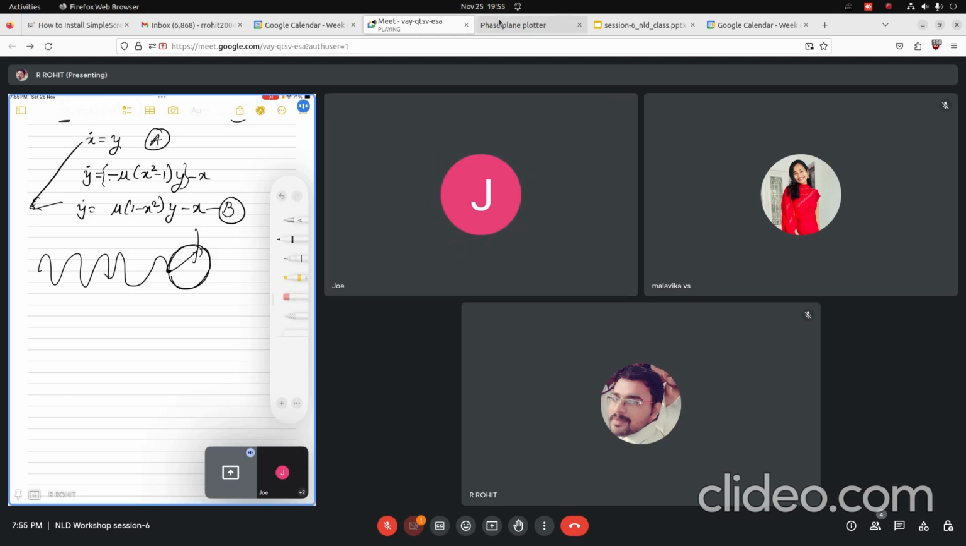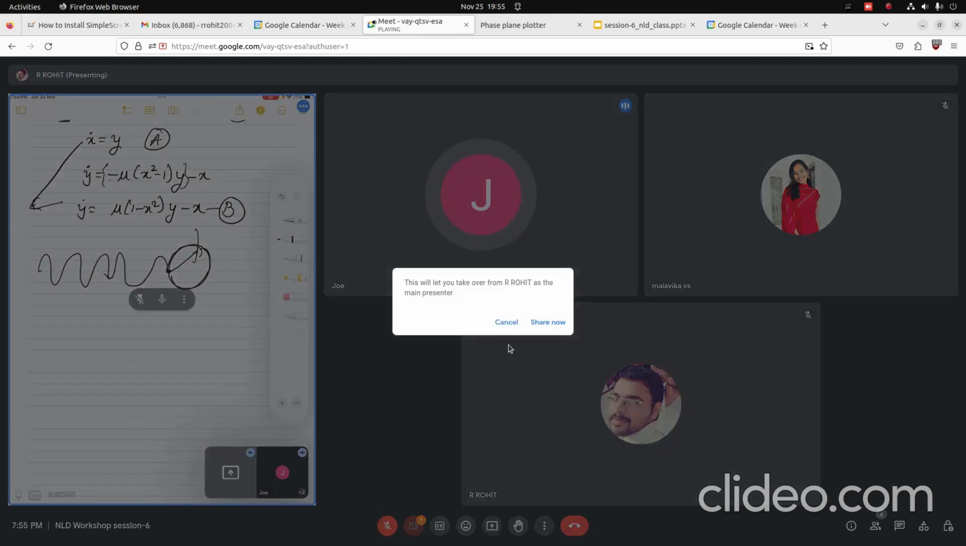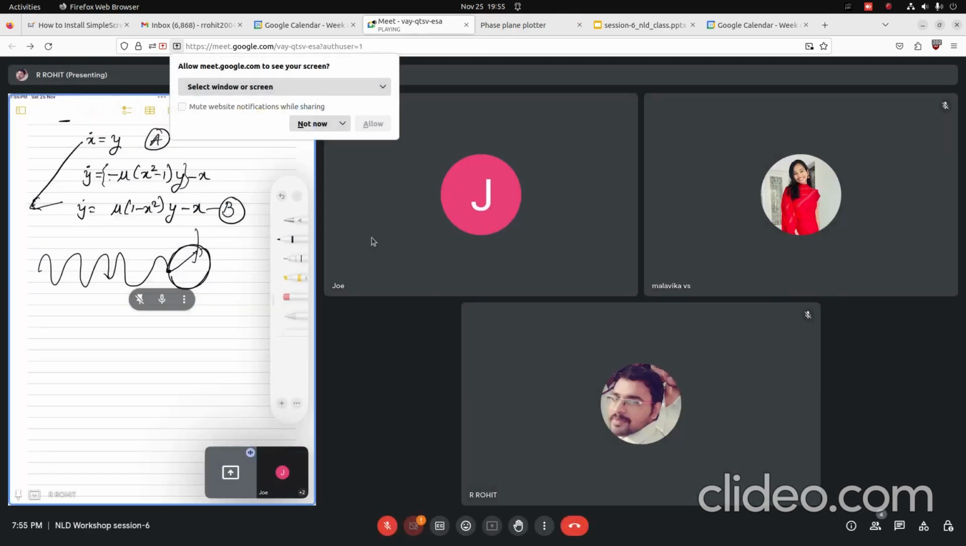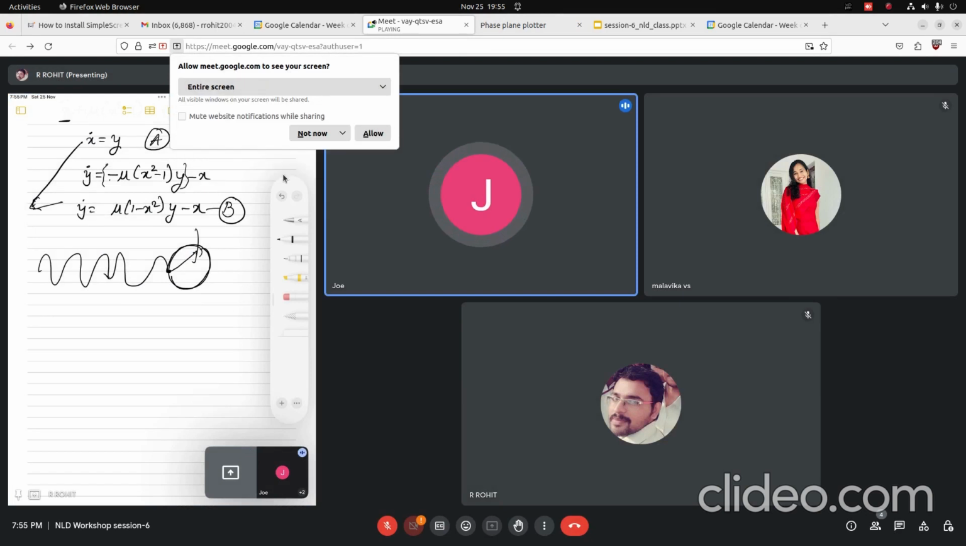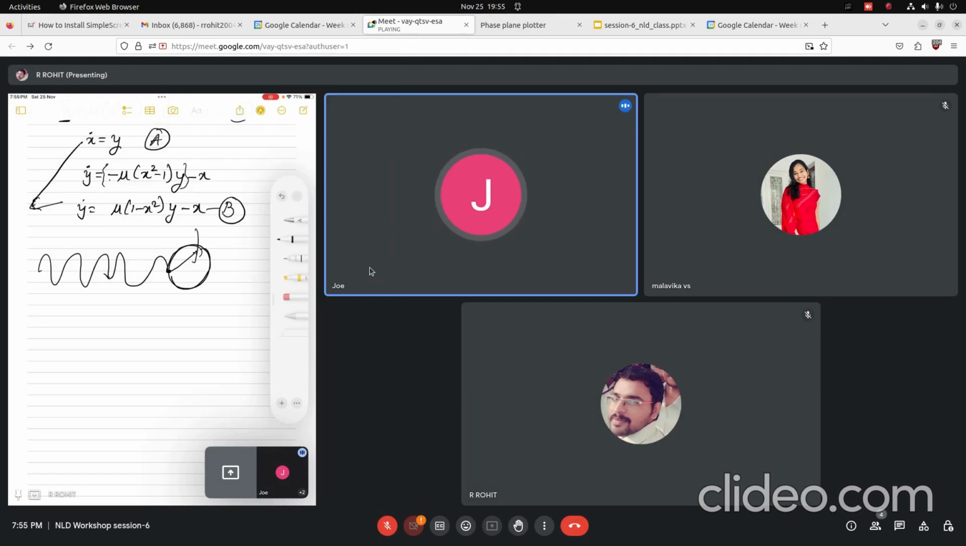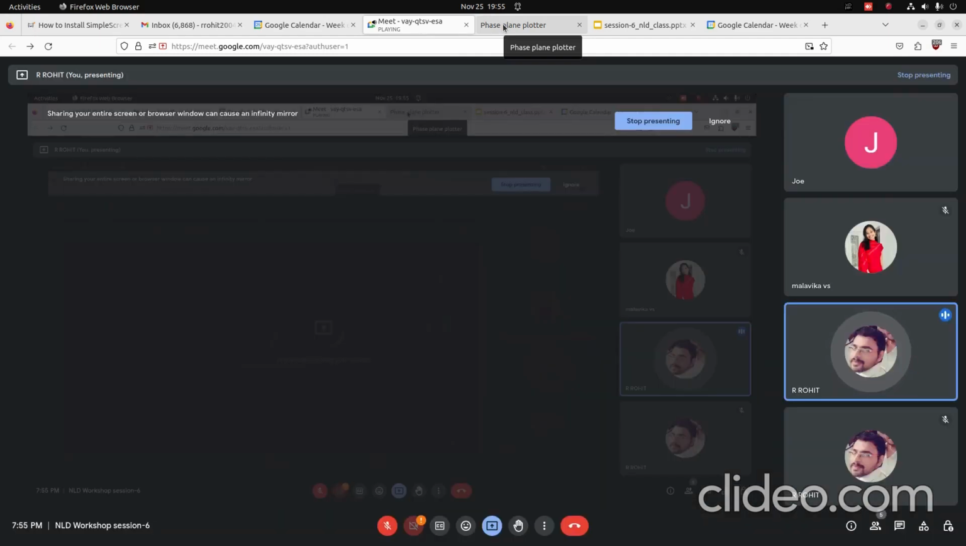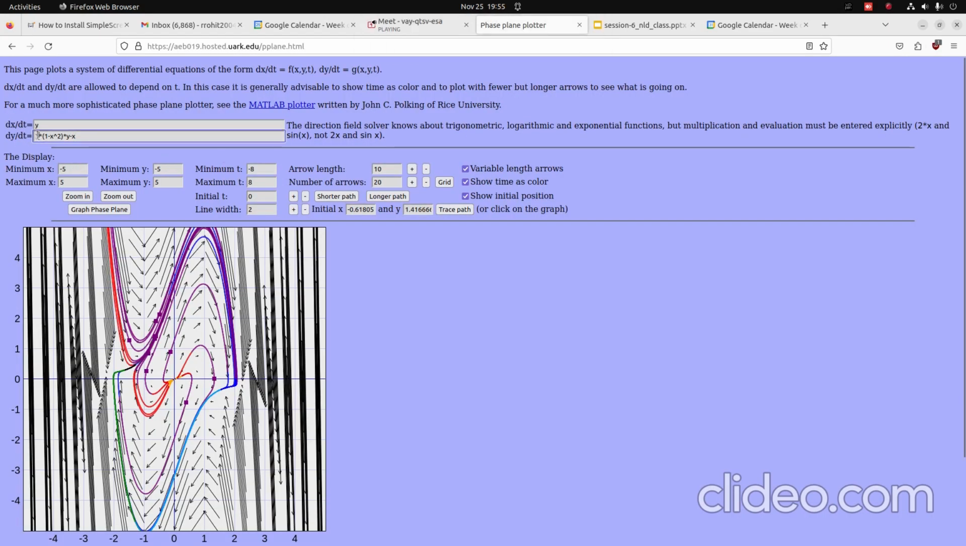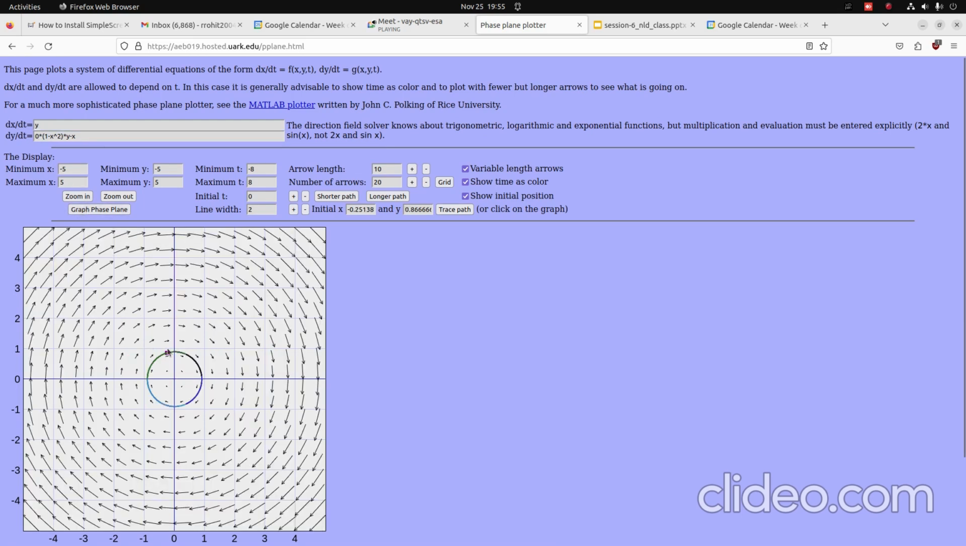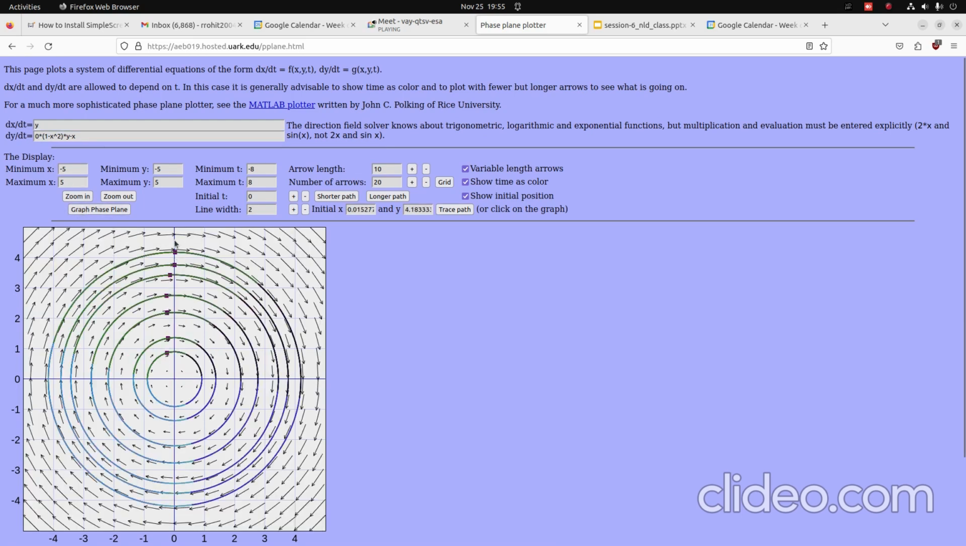I varied nu, okay, I will just show you once again. I will put the value of nu, initially 0. So initially I kept 0. Now when I click the point, it is a circle. So this is the condition which I told.